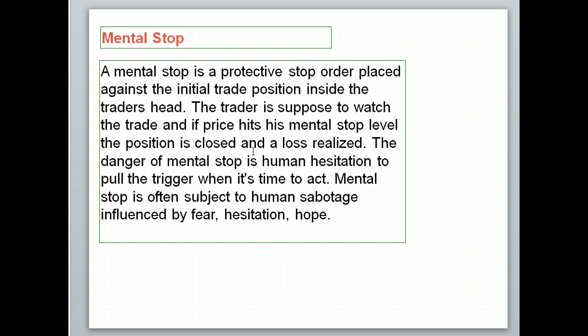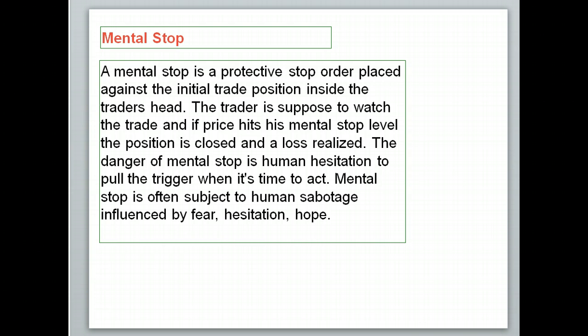So you have to be extremely disciplined. If you use mental stop, be like a machine. If your level is hit, you have to exit your trade based on what you told yourself you would do, and not let human sentiments and feelings get involved and sabotage pretty much your initial trade idea or stop strategy idea.